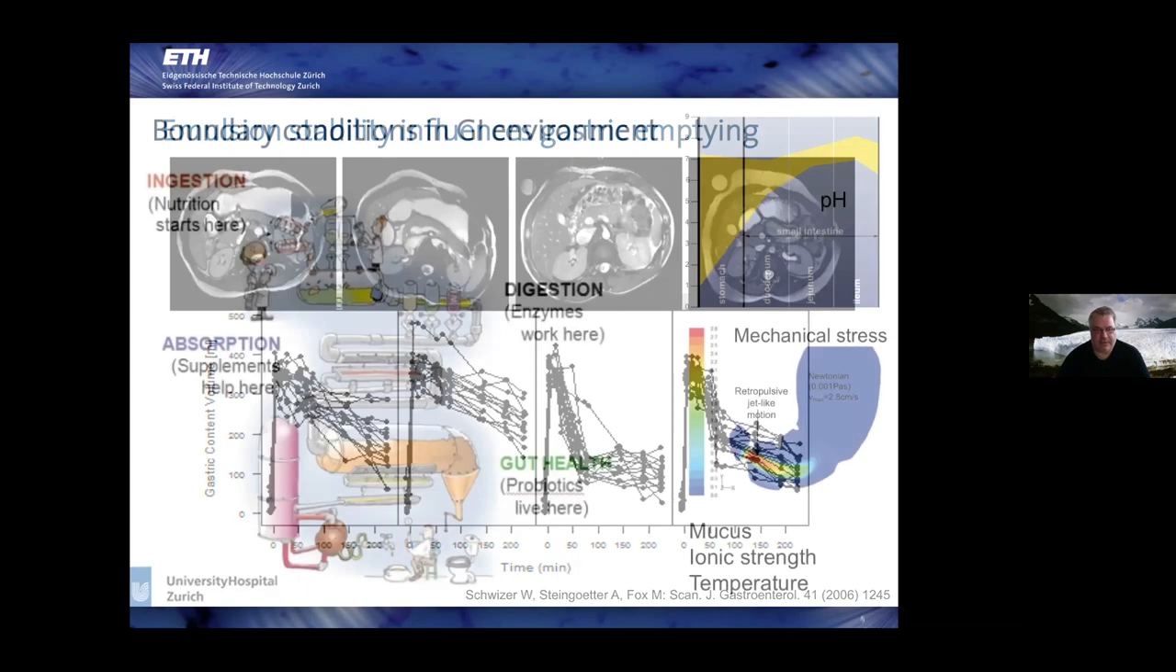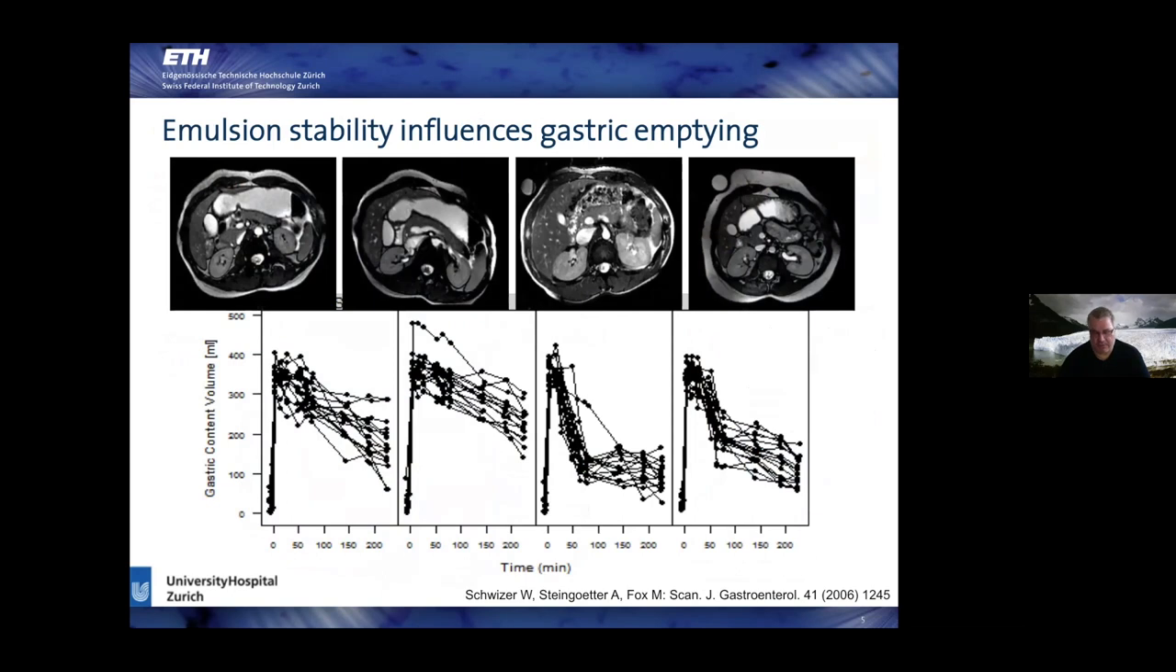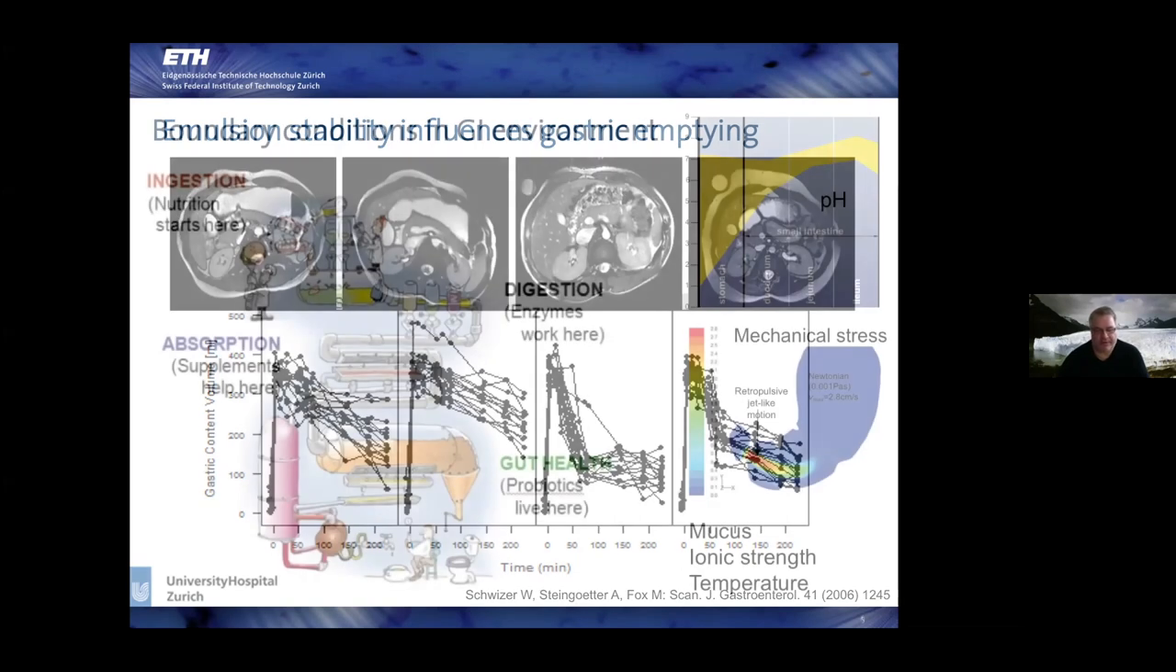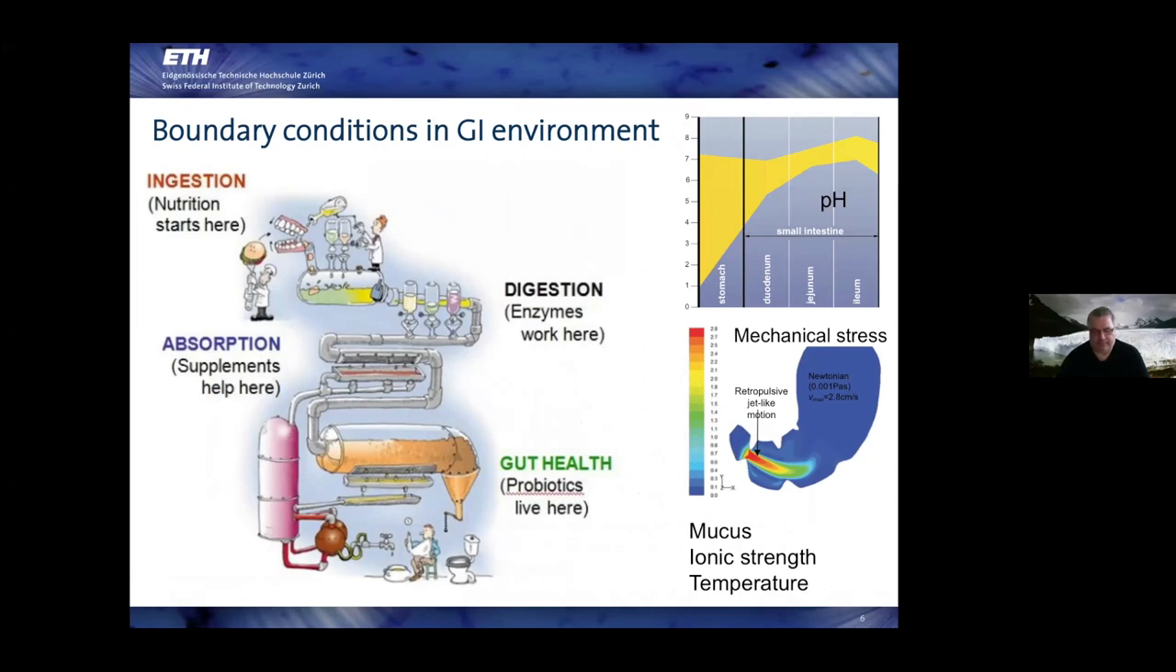Good, so that was a little bit of the framing and indication that by designing food, we have a direct influence on, for example, the gastric volume, the emptying of the stomach. Now the problem is how to make these emulsion systems so that they're stable in the gastric environment, but they're breaking down in the intestinal environment.